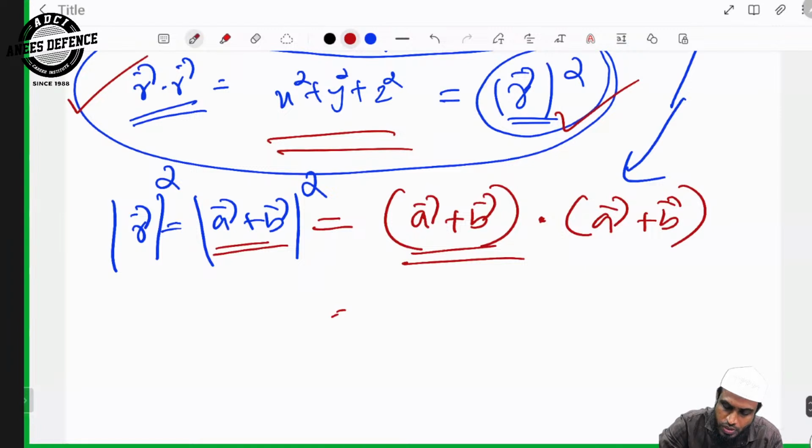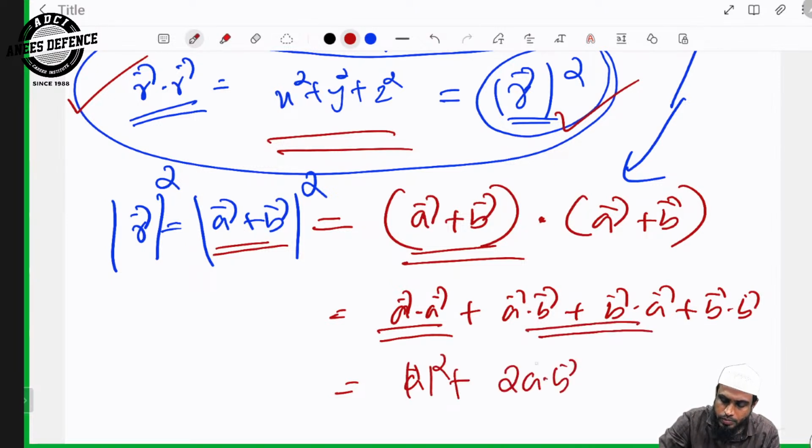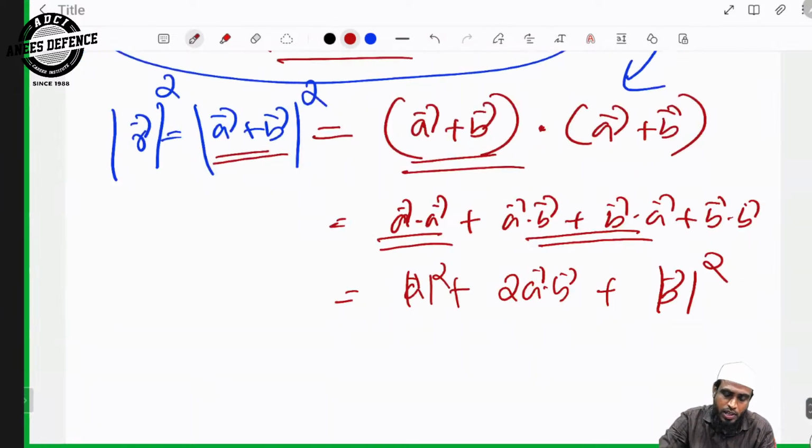So this can be written as a dot a plus a dot b plus b dot a plus b dot b. The same thing can be utilized here. The dot product of the same vector is the square of its magnitude. A dot b and b dot a are both the same. So you can write a dot a as a square, plus 2 a dot b, plus b dot b, and the scalar product of the same vector is equal to the magnitude of the vector square.